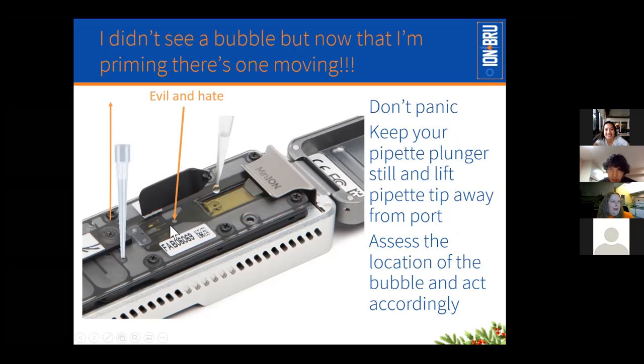And if you are priming and you see a bubble, do not panic. Keep your plunger where it is, remove the pipette, and then assess where it is. Because a lot of people, when they see a bubble moving, panic and just let go of the plunger, which is the last thing you want to do, because then you're just going to pull all the fluid out of your flow cell. And it's a sad, sad thing to happen, but it does happen. So yeah, just be careful.